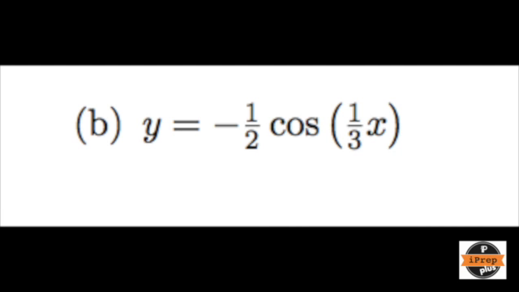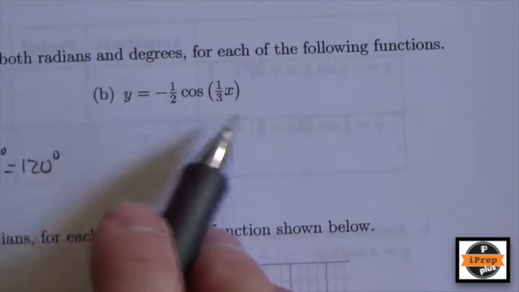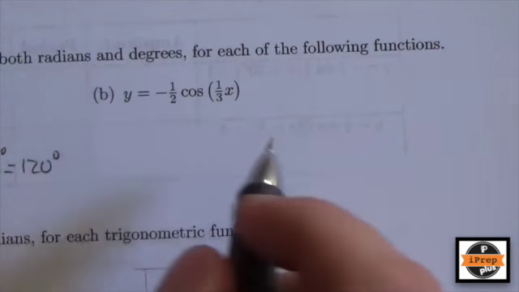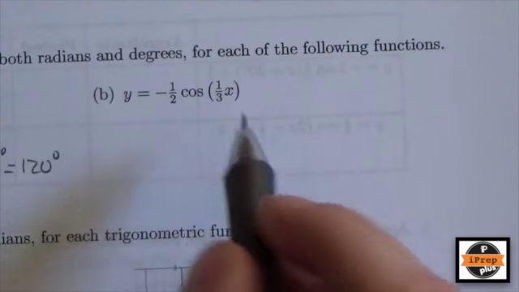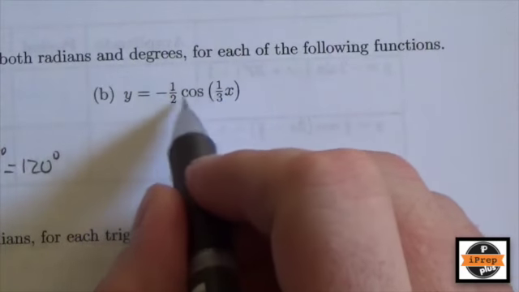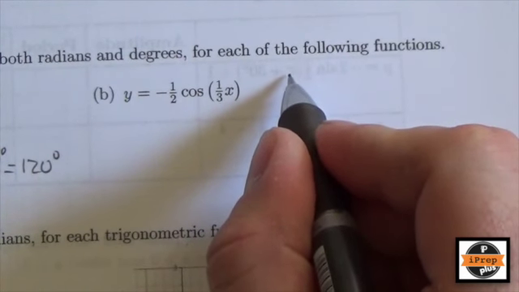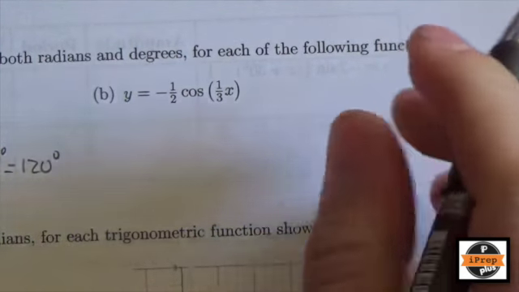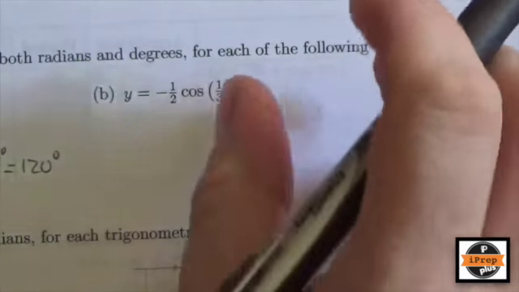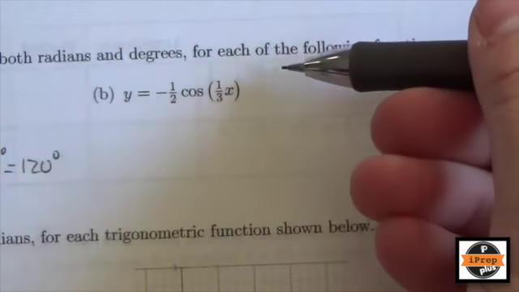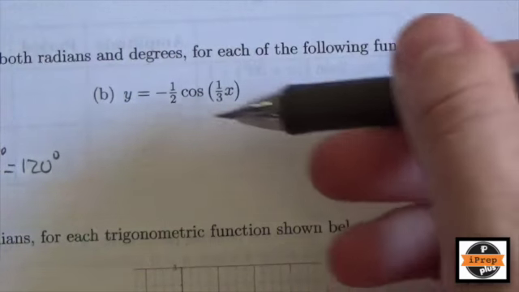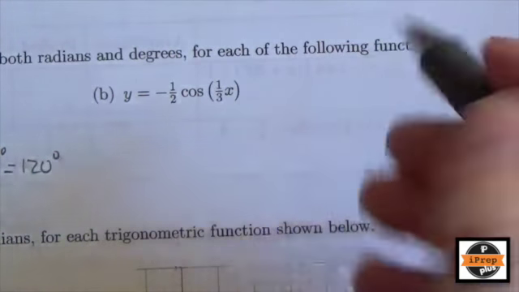Y equals -1/2 cosine of 1/3 x. In this case right here, very similar to what we had just done, we're going to talk about this in terms of the transformations that we're seeing. But again, let's start with cosine. Cosine, just like sine, should start at 1 and go down to -1. Not that sine starts at 1 here, but it fluctuates between a y value of 1 and a y value of -1. The amplitude of cosine is just 1.